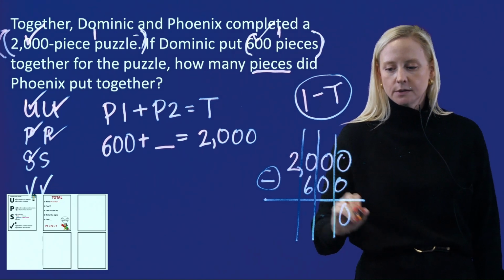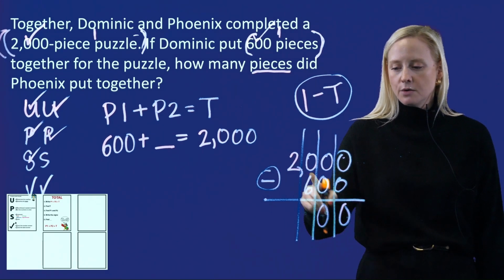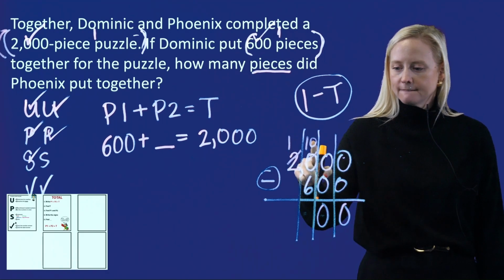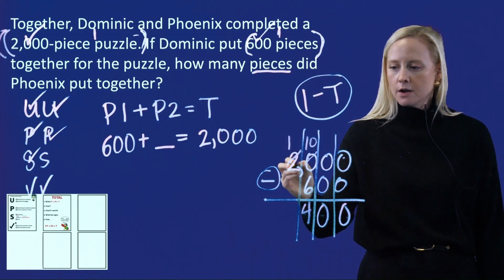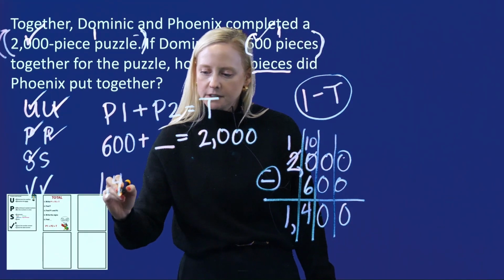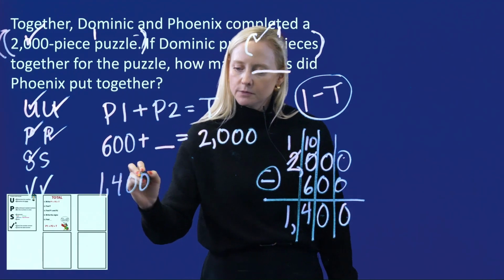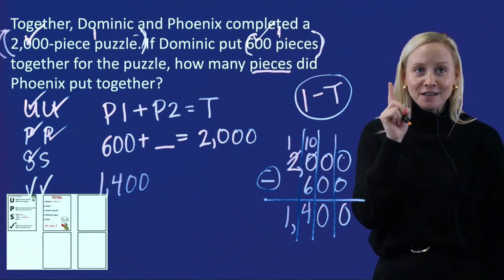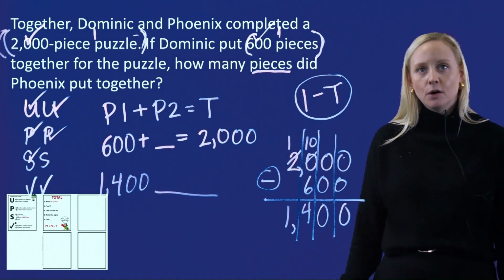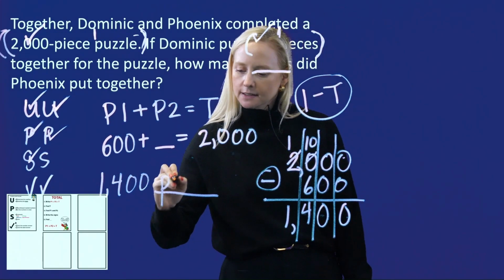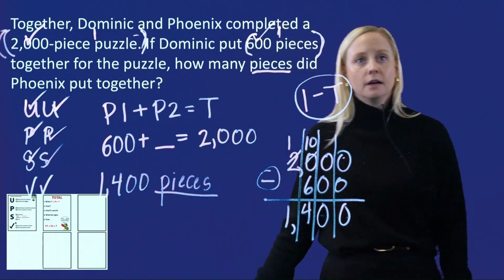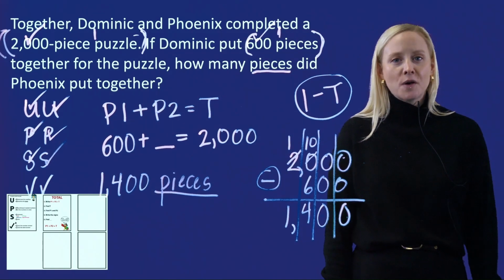So 0 minus 0 is 0. 0 minus 0 is 0. I cannot do 0 minus 6, so I'm going to regroup. 10 minus 6 is 4. 1 minus 0 is 1. So I know that Phoenix put together 1,400 pieces. Now I'm not finished though. I need a number answer, but that number needs a label. We underline pieces in our question sentence, so I'm going to write pieces for my label. I'm checking off the S because I know I've solved the problem.